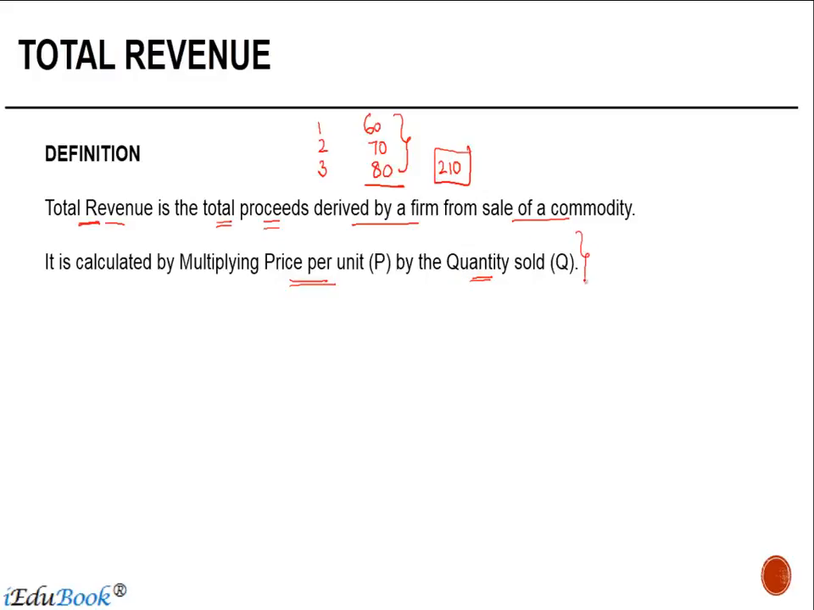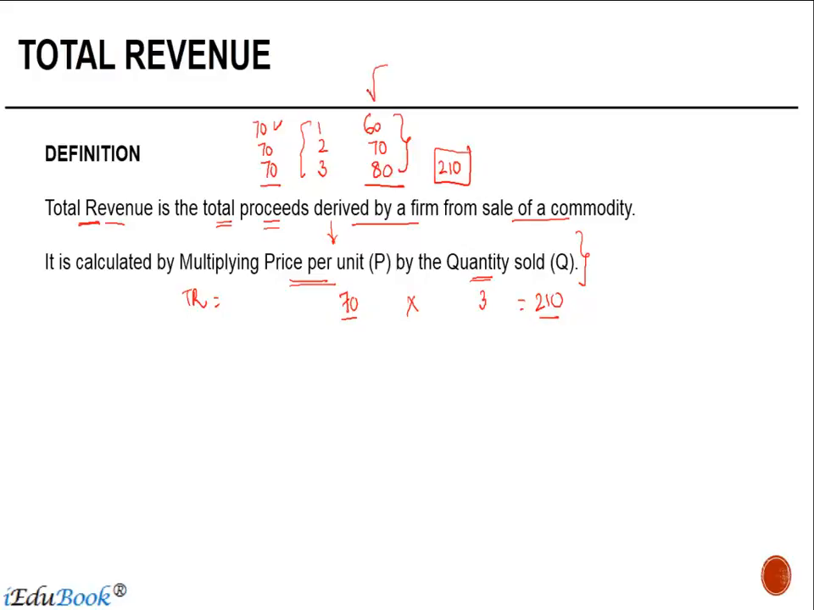Now, this definition is applicable when the price of the commodity is homogeneous, which means that for a particular commodity, the price is equal. So in all these 3, if the price were 70, 70, 70, in that case, you can say that the price per unit is how much? 70. How much quantity you are selling? 3. So what is the total revenue? You need to calculate the total revenue by multiplying these 2, which is 210.